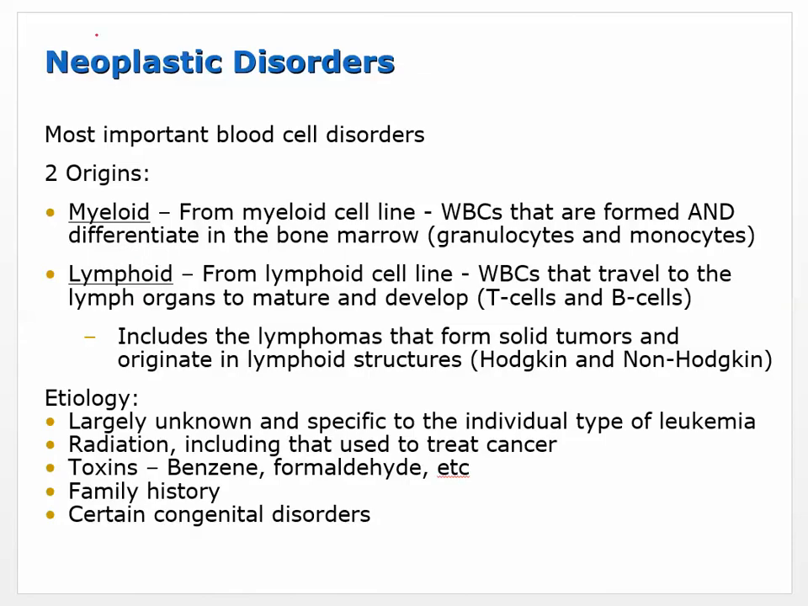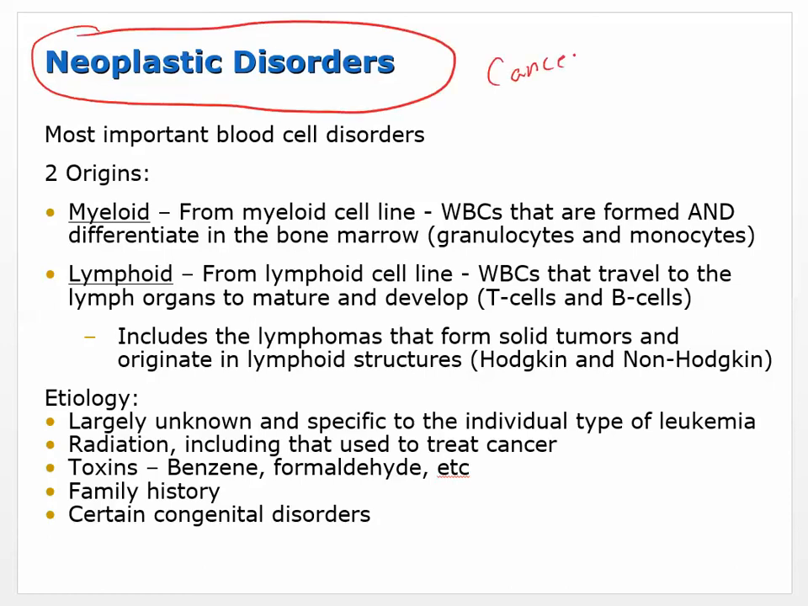Now, we're going to move to neoplastic disorders. So we're really talking about cancer. These have been non-neoplastic, so none of the other things we talked about were cancer. Now we're going to talk about cancers, and specifically leukemias, lymphomas, and myelomas. So, the most important blood cell disorders.